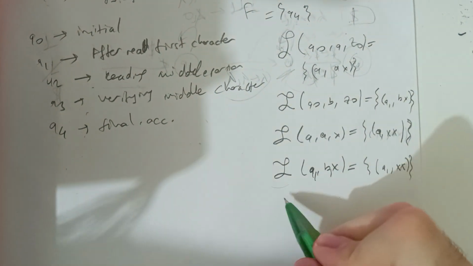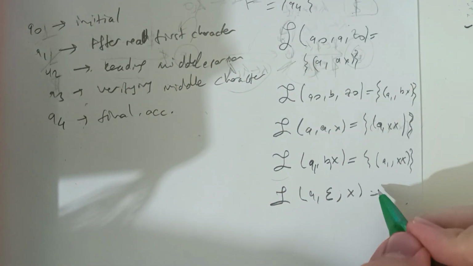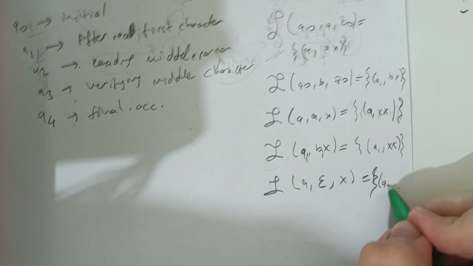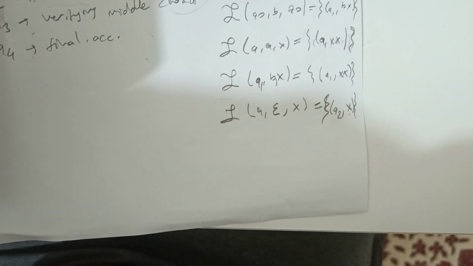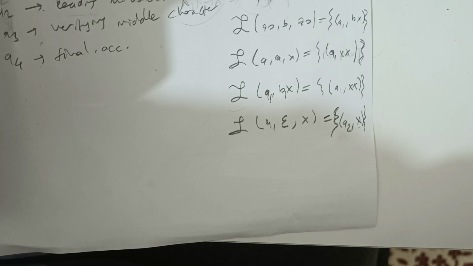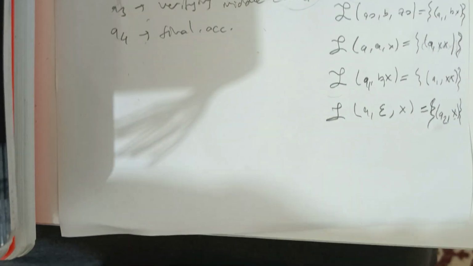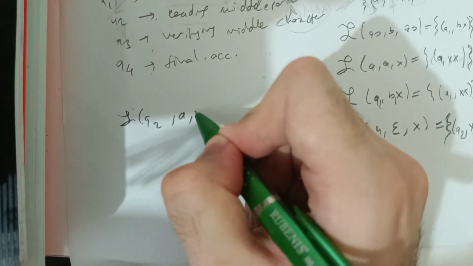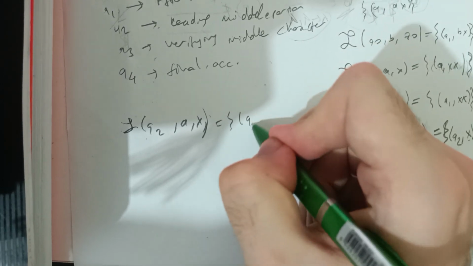If you read epsilon, Q1, epsilon, X goes to Q2, X. Write transitions here. Q2, A, X goes to Q2, epsilon.